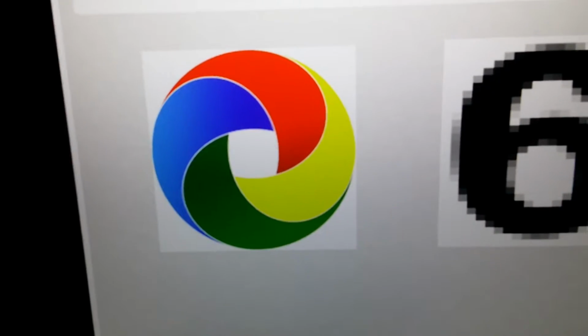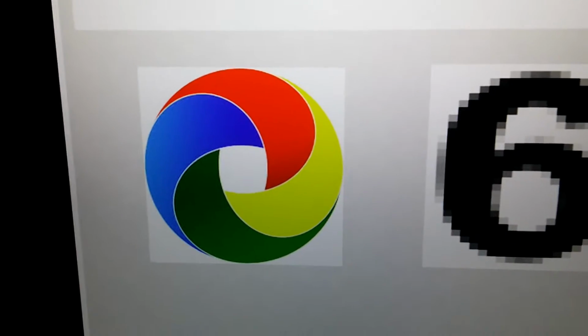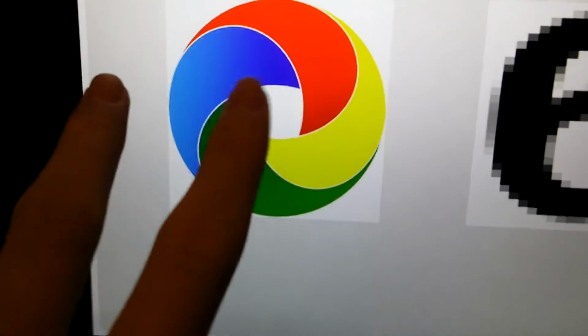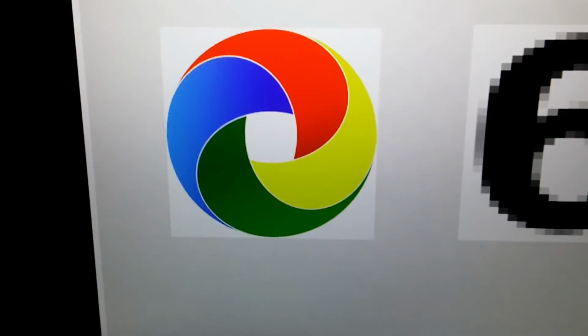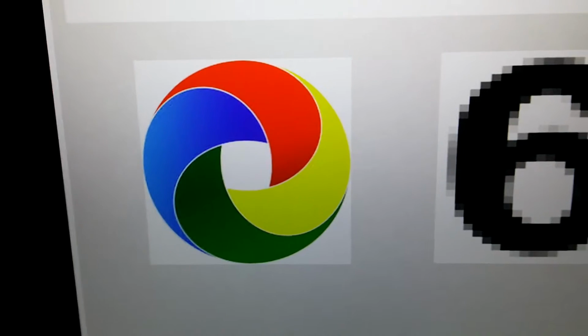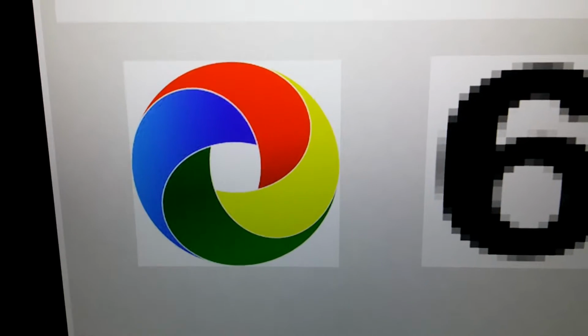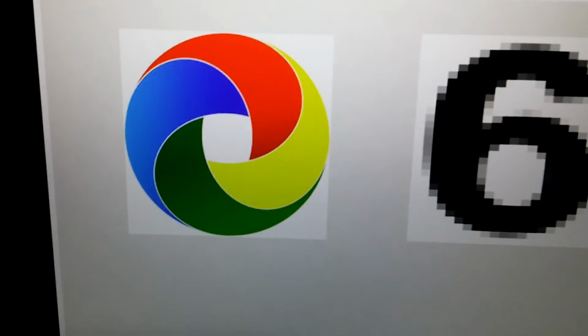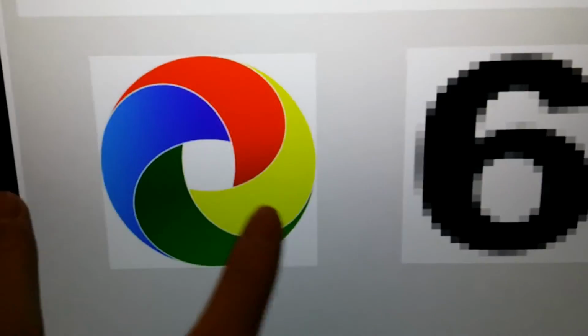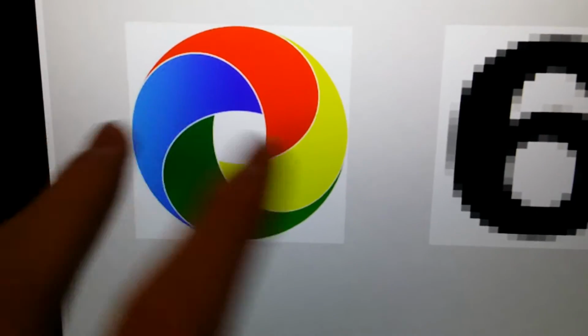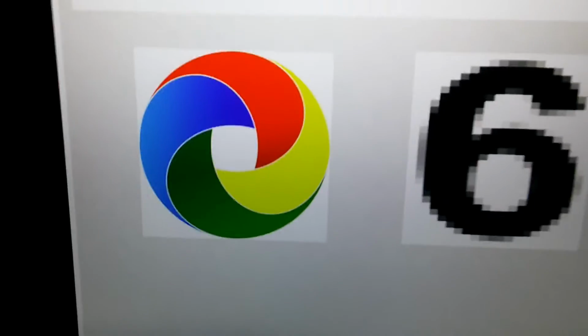The left hand side, this one, is vector graphics. You can see that the image was formed by lines and has many colors, and the color is very clear, and the image is clearer than the right hand side, and it looks very smooth.